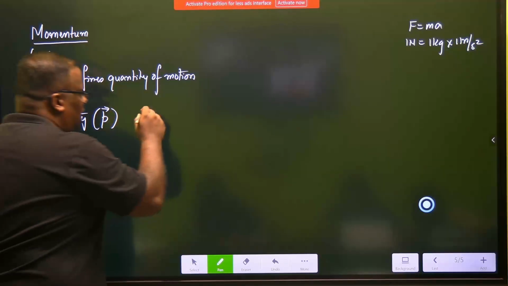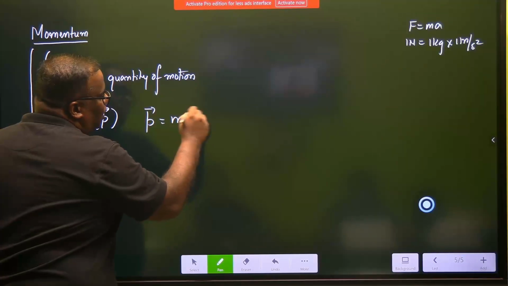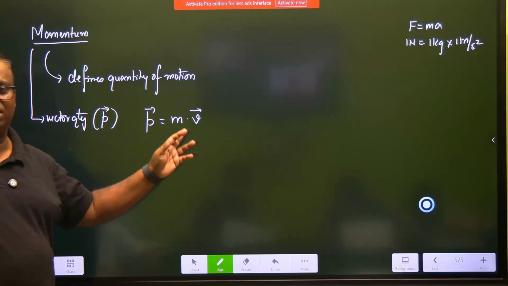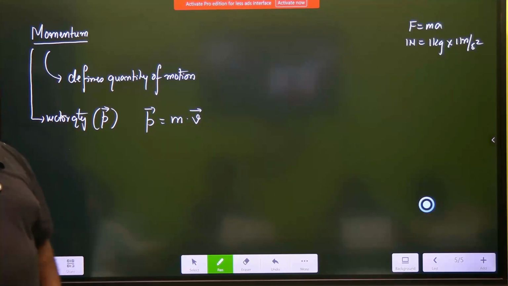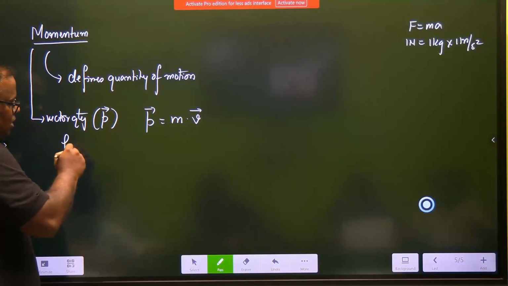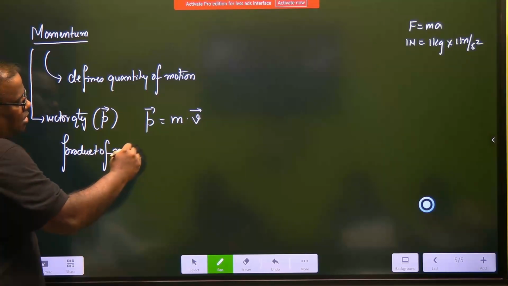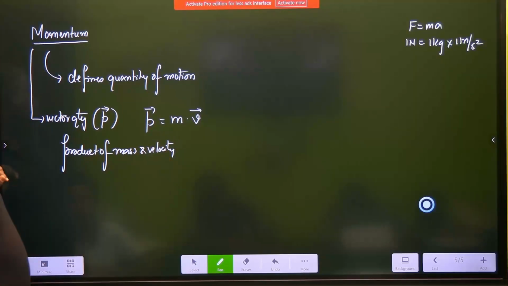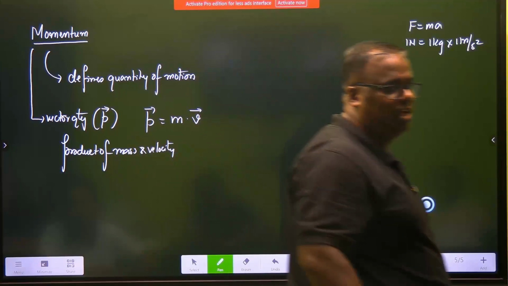Momentum is the product of mass into velocity. Velocity is a vector. Mass into acceleration is force. Momentum is mass into velocity, right? Momentum is a vector quantity. It defines quantity of motion, and it is the product of mass and velocity. So again, you will ask, what is the direction of momentum? Can you define from this definition? The direction of the velocity is the direction of the momentum.